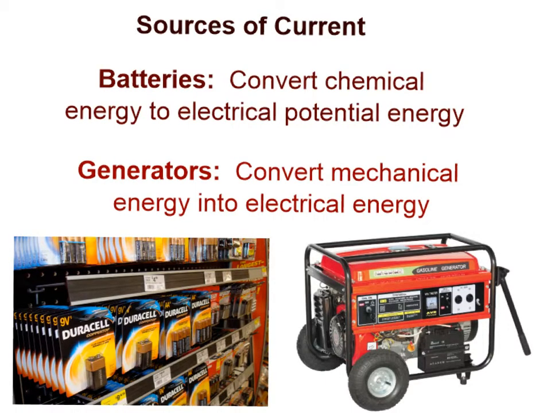Let's look quickly at different sources of current. Batteries, you all know, are devices that convert chemical energy into electrical potential energy. Generators, on the other hand, take mechanical energy and convert it into electrical energy. So those are some different sources of current.